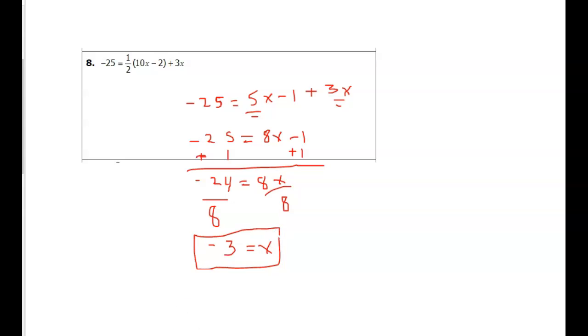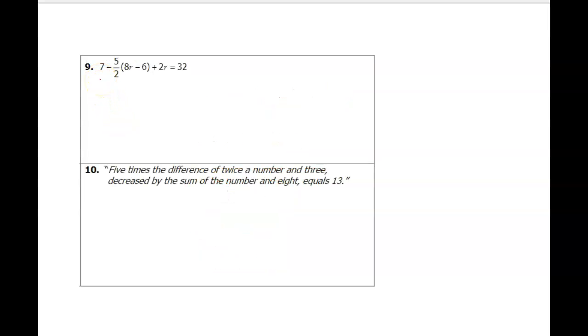Now, let's move on to the next problem. Number 9 is intense. But remember our first step. What was the first step? Type it in the chat or say it, yes, Kamari. Yes, Kamari. Distribute. Our first step is to distribute. Here we go. First step is distribute. Kamari, you are absolutely right.